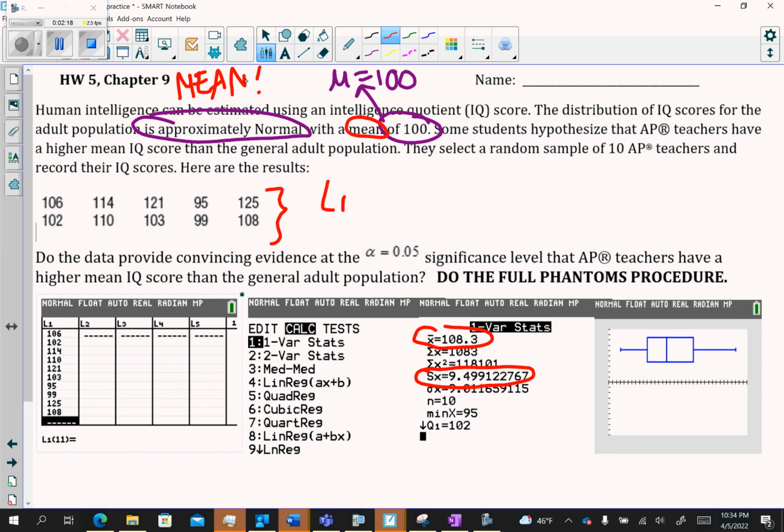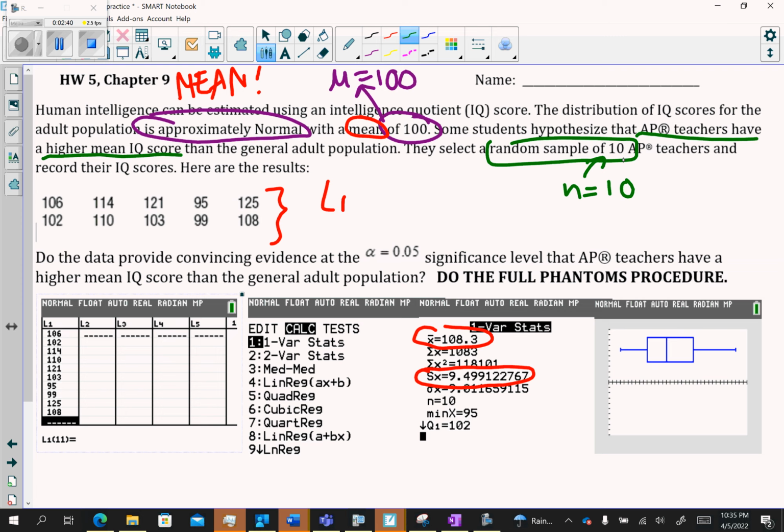Okay, now it says that it was hypothesized that AP teachers have a higher mean IQ. Ooh, man, they're smart to think that the AP teachers are having a higher mean IQ. Oh, I hope so. So here we have a sample of 10, so that's your sample size n.